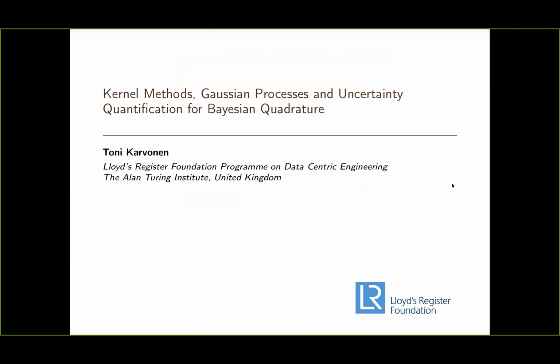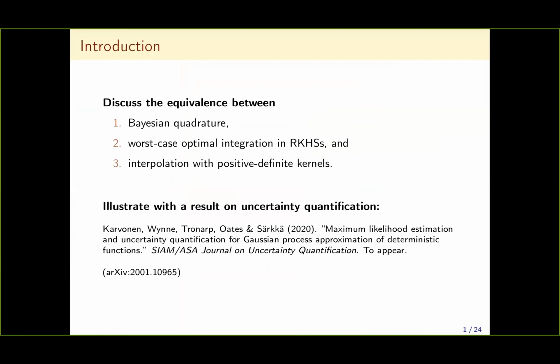So I have this very ambiguous title here. What I'm trying to do here is to give a very, very short introduction to Bayesian quadrature and important equivalences between Bayesian quadrature and kernel interpolation and worst case analysis. And then I'm going to use these three equivalences to prove a result about uncertainty quantification properties of Bayesian quadrature.